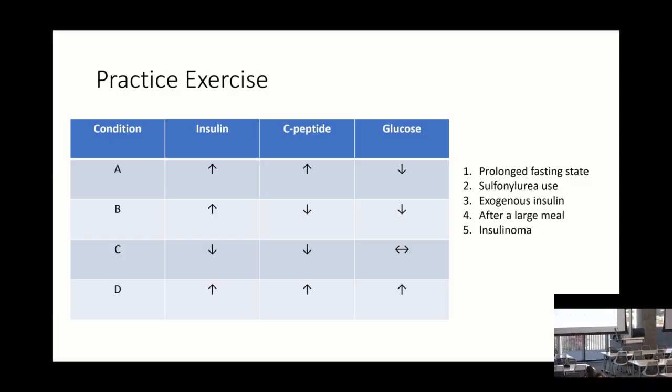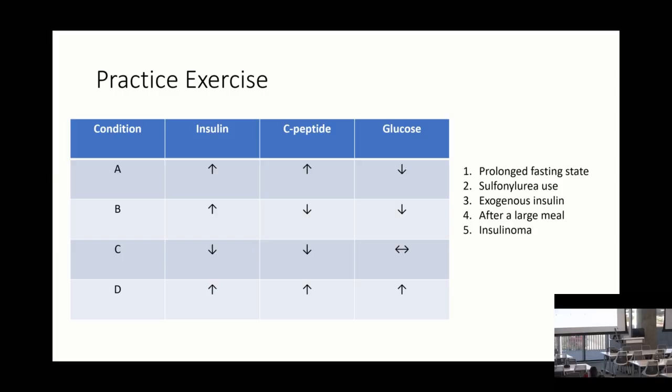Okay, insulinoma, do we agree? That's because the insulin is high, and the C-peptide is high, so it means it's coming from inside. And the glucose is low. So that means there's inappropriate insulin secretion causing hypoglycemia. So that is insulinoma, and I'll accept that.